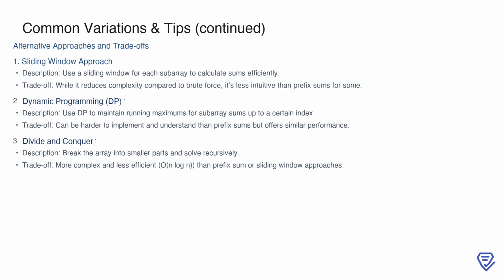Finally, the divide and conquer method involves breaking the array into smaller parts and solving recursively. While this approach is conceptually elegant, it is less efficient, with a time complexity of n log n, making it less favorable than prefix sum or sliding window approaches in this case.